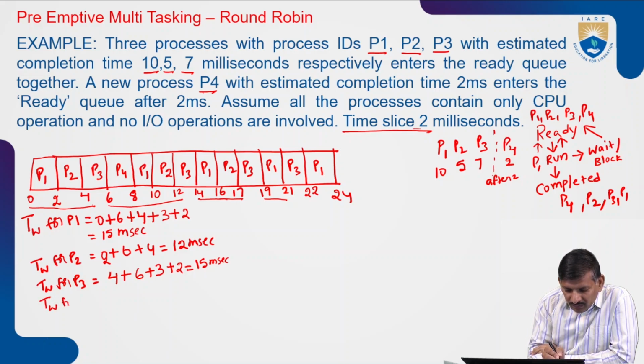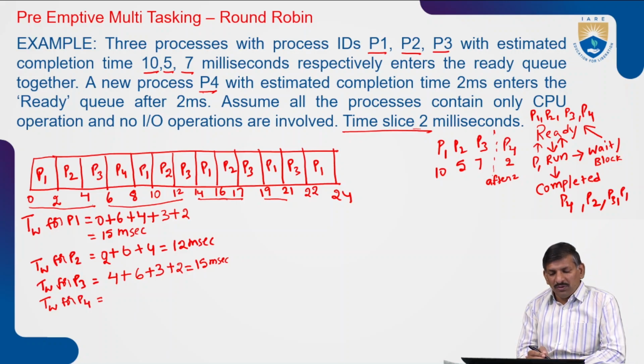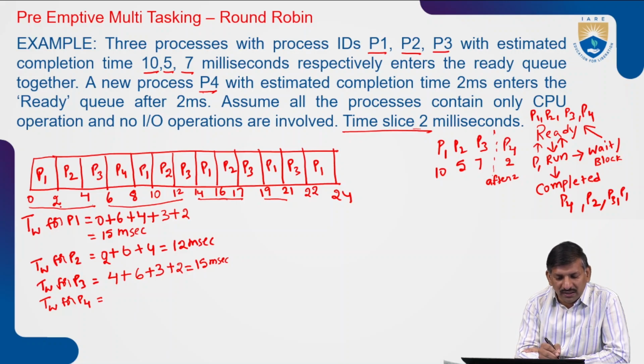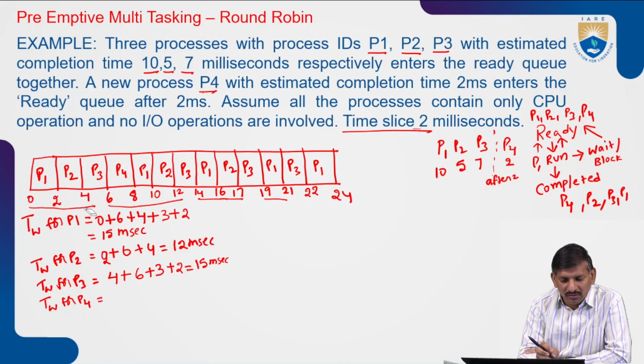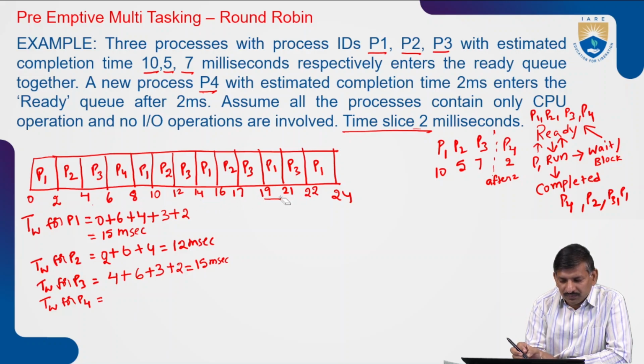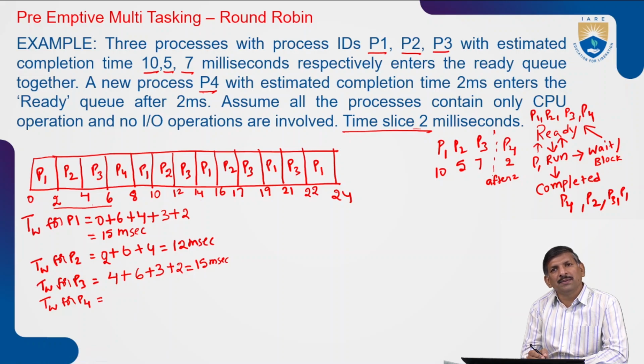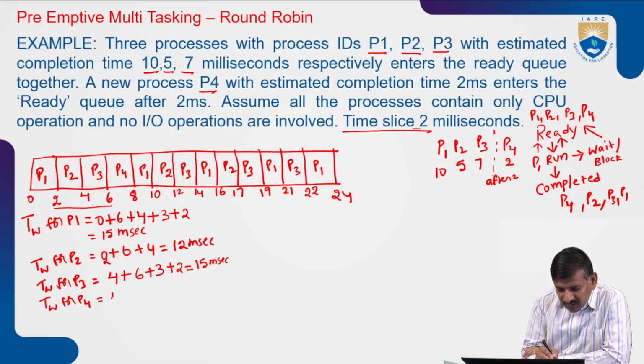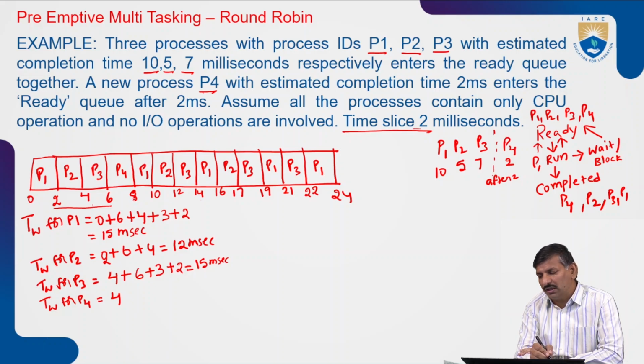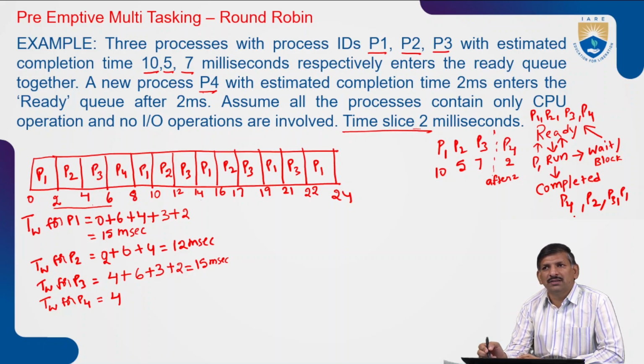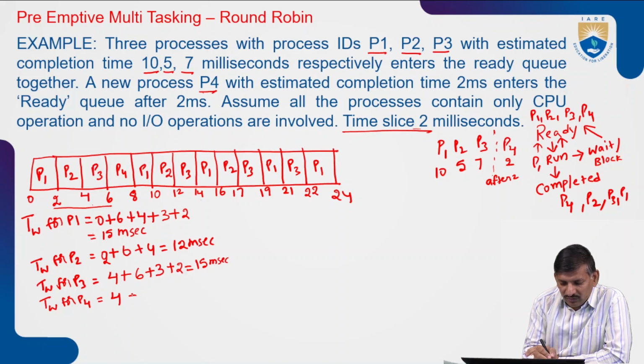Next, waiting time for process P4. Process P4 enters the ready state at the 2nd millisecond and is scheduled for execution at the 6th millisecond. So totally it is waiting 4 milliseconds. Okay. So at the 8th millisecond its execution completed, so it enters the completed state. So totally 4 milliseconds.